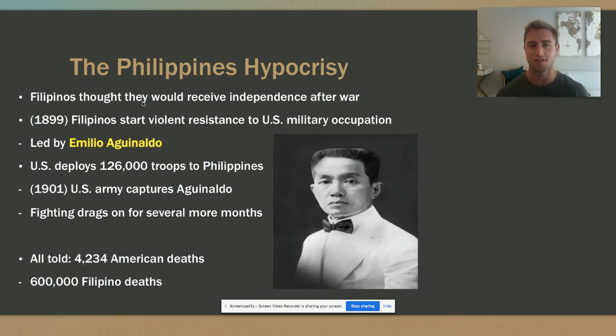And in 1899, the Filipinos start to fight back against U.S. military occupation, once again led by Emilio Aguinaldo. The U.S. is going to have to deploy more troops to the Philippines than it used against the Spanish in the Spanish-American War. Two years later, capturing Aguinaldo is the start and the end of organized resistance by the Philippines. All told, we see 4,234 American deaths, mostly at the hands of disease, and a tremendous amount of Filipino deaths, over 500,000 Filipino deaths in this very hypocritical, nasty, imperialist occupation of the Philippines.